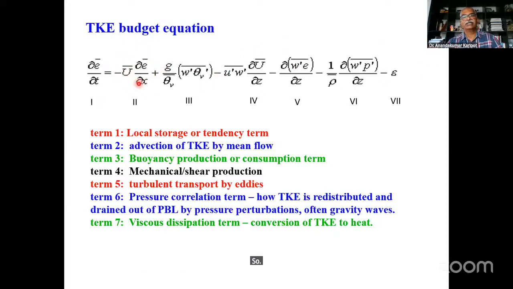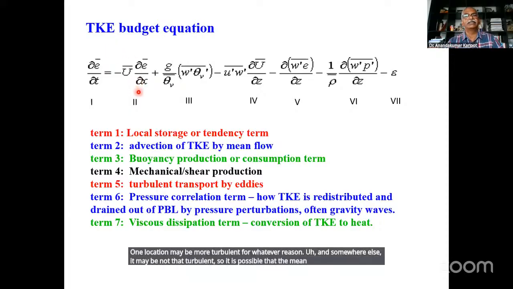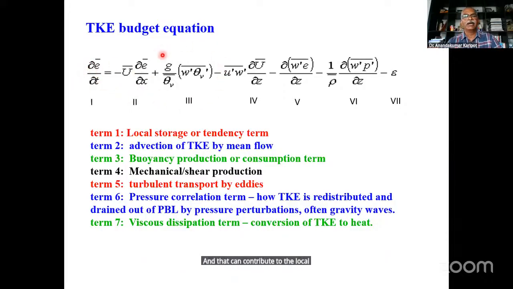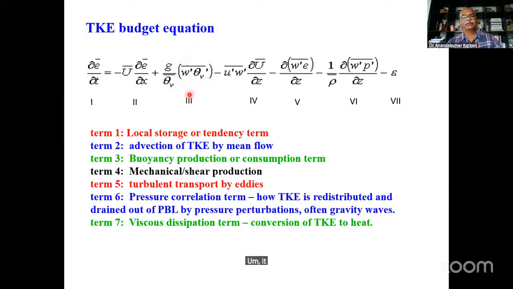The advection: the TKE itself may get advected by the mean wind from one location to the other. One location may be more turbulent for whatever reason, and somewhere else it may not be that turbulent. So it is possible that the mean wind advects the turbulence itself horizontally, and that can contribute to the local change. And the buoyancy effect, the up and down motions due to the thermally generated turbulence. This term represents both the generation as well as the consumption of the turbulence.